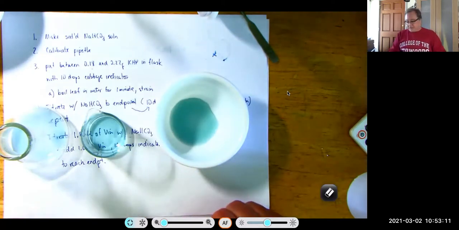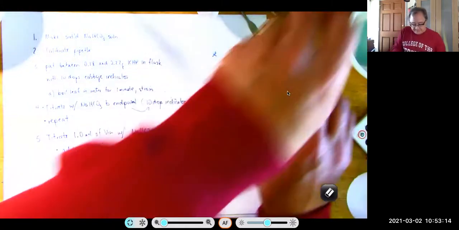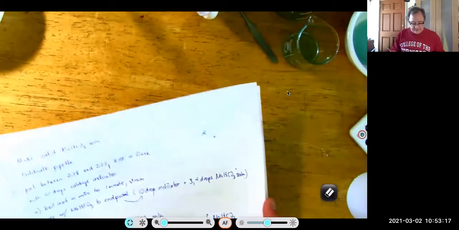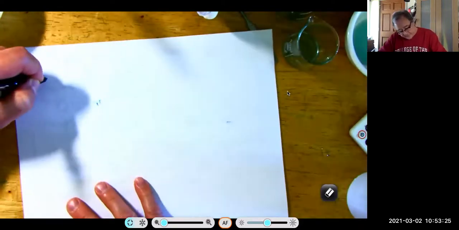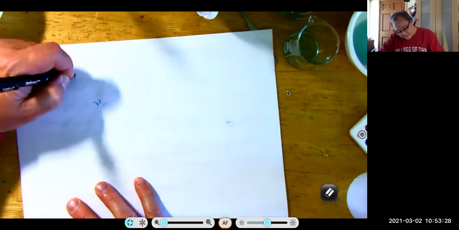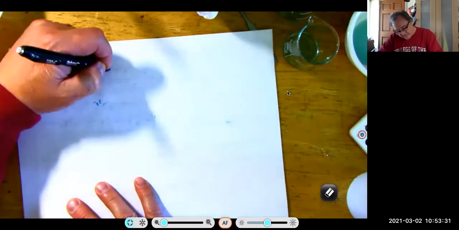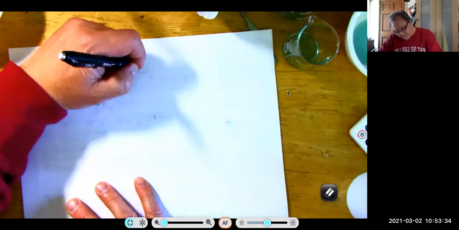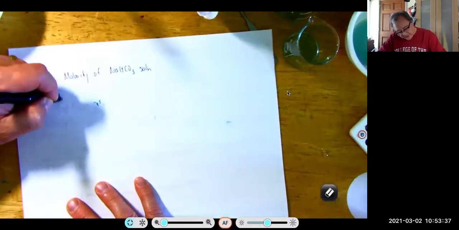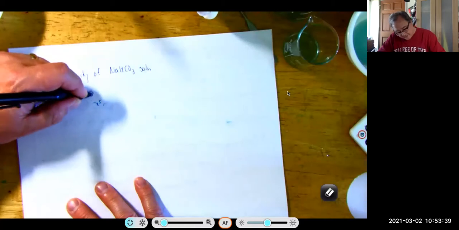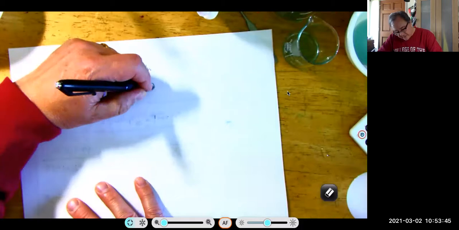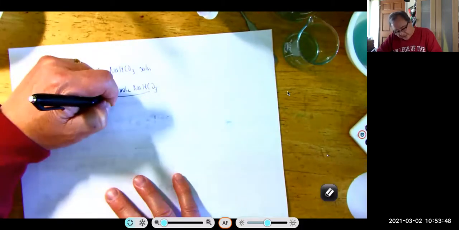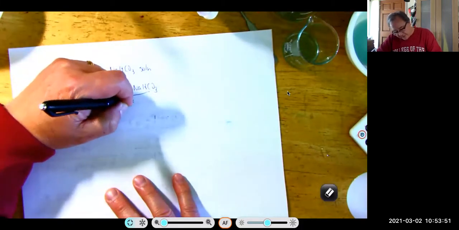Alrighty then. So as far as the calculations go, you're going to need to calculate the molarity of your sodium bicarbonate solution. So to do this, the molarity of your sodium bicarbonate is going to be equal to the moles of sodium bicarbonate over the liters of sodium bicarbonate solution.